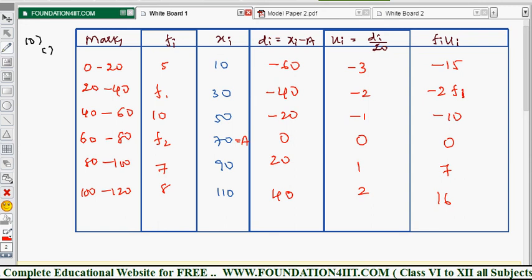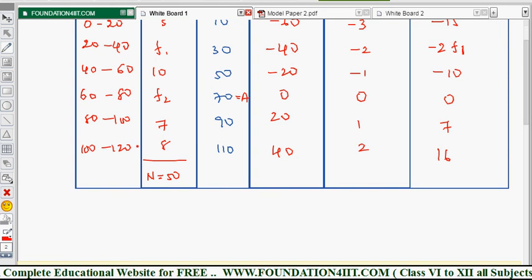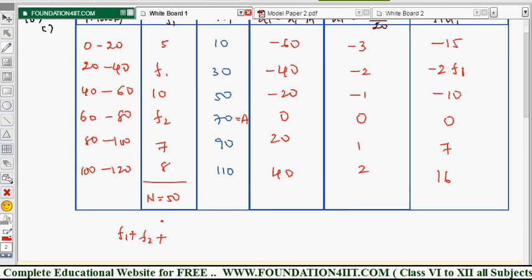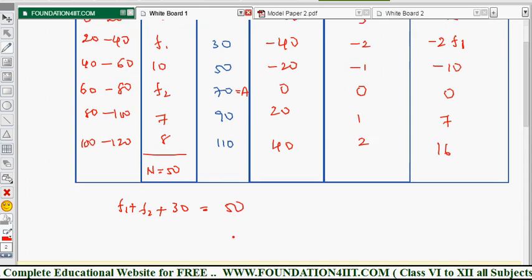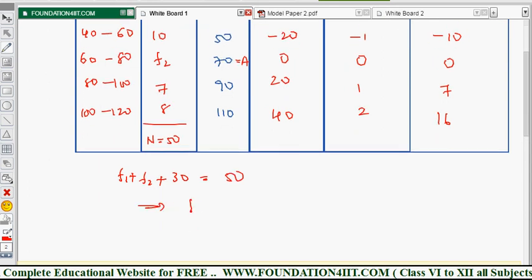Now, if you use the formula as per the question, the sum is given. So the total frequency is 50. So n is equal to 50. That means the sum of all these numbers. So according to the question, f1 plus f2 plus the remaining numbers 5, 10, 7, 8. This total is 30. So 30 plus f1 plus f2 is equal to 50, right? So using this equation, f1 plus f2 is equal to 50 minus 30, which is 20. Let this be equation 1.